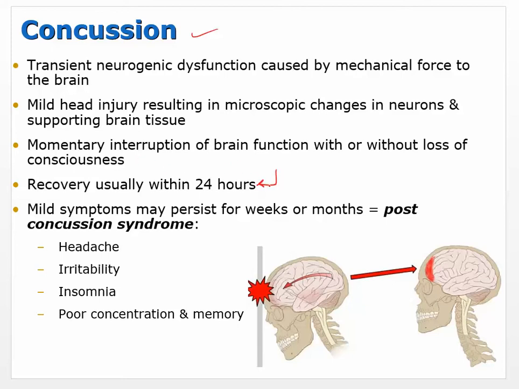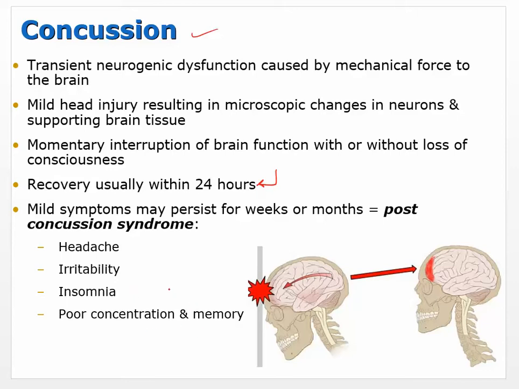So it's a momentary interruption of brain function with or without loss of consciousness, and you usually recover from that within 24 hours. However, there is something called post-concussion syndrome, which may last for weeks or months. People report having more frequent headaches, irritability, insomnia, poor concentration, and memory problems.